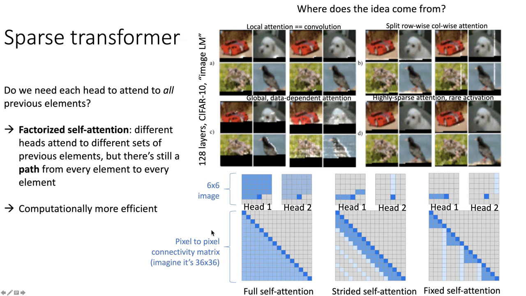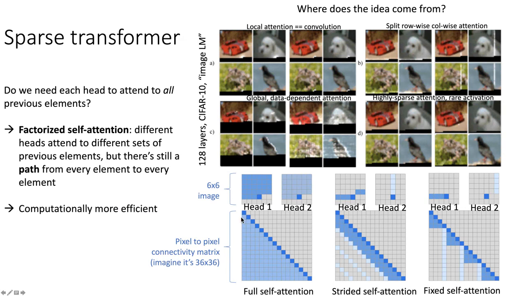So on the diagrams on the bottom here, they try to explain in the paper what that means. On the left here is the full self-attention pattern. These two squares here represent attention heads and images. In this case, it's 6 by 6 images. So when you're querying this pixel, you're potentially attending to all these other previous pixels. The dark blue is one attention head, the light blue is another attention head.